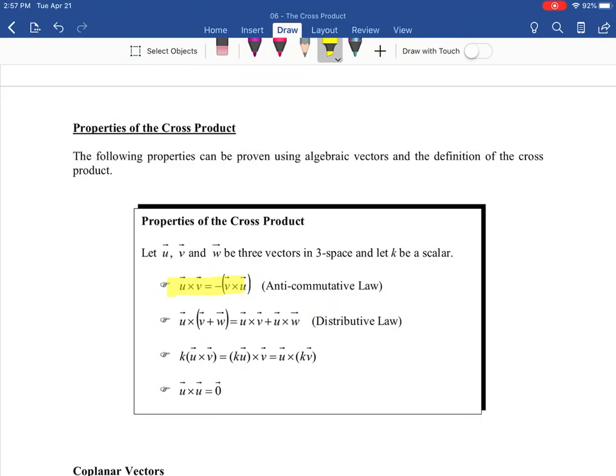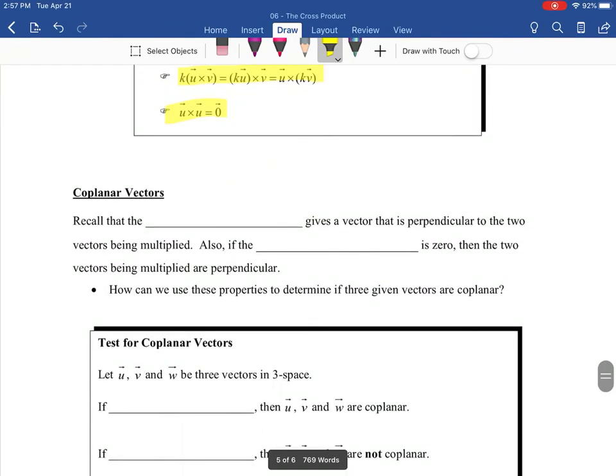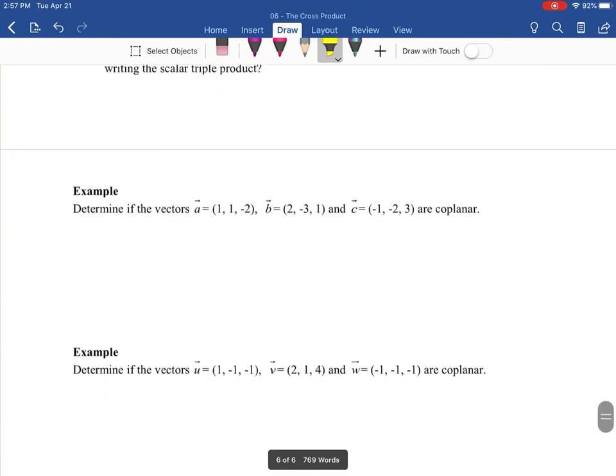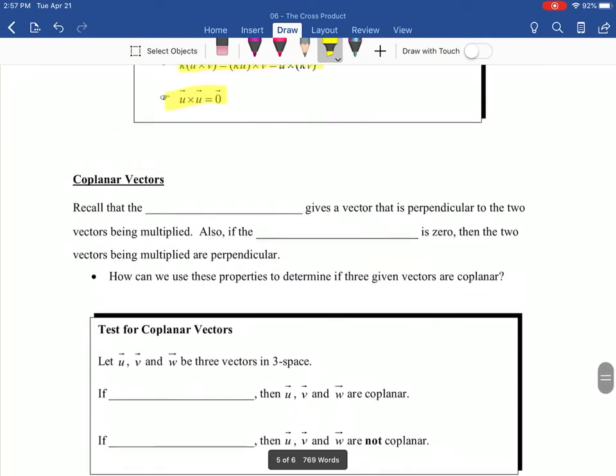The following properties can be proven using algebra, but we don't prove them here. We just want you to know them. U cross V is the negative of V cross U. You can distribute with cross product. You can distribute with scalars and cross product. And if you cross product something with itself, you get the 0 vector. Many of those came up in the middle of all this lesson.